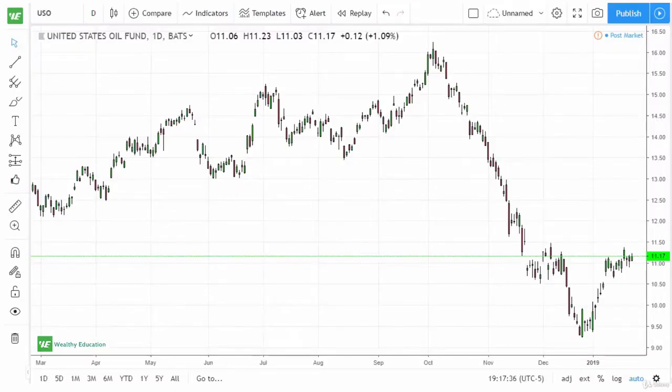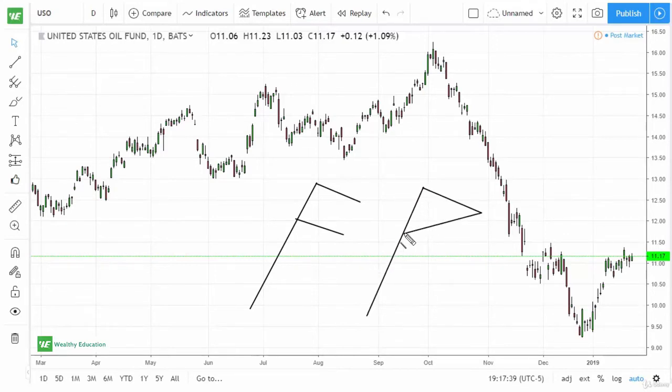In this one, we're taking a look at flag and pennant patterns. Now, flag and pennant patterns are very similar. There's two versions of each. They will have a run higher, and then there will be consolidation of one sort or another. And as I'm sure you can imagine, that's what makes the difference.